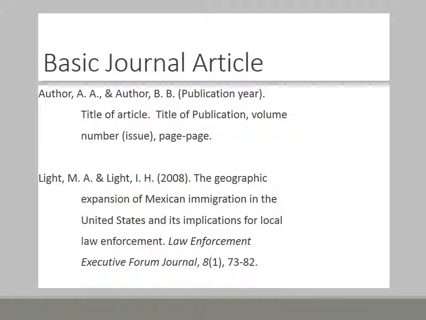You are to capitalize all the words except for your minor words like of in the title of the journal. Then you'll have the volume number and the issue number. Now the title of the journal and the volume number are italicized. The issue number is not. Then you will have the page number for the journal article. And then you end it with a period.